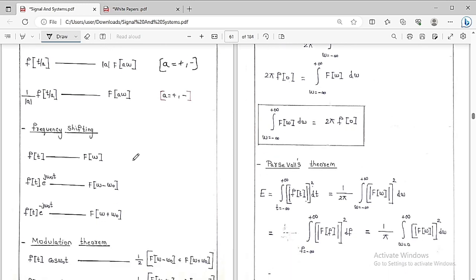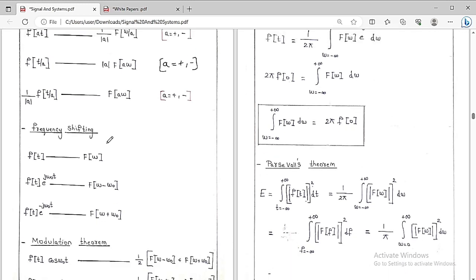So now let's go for the frequency shifting. Frequency shifting means in the frequency domain we are doing the shifting. Then what is going to happen in the time domain, that we are going to see. So f of t has a Fourier transform F of omega. Suppose we are delaying the signal in the frequency domain, F of omega minus omega naught. Then what is the thing in the time domain? It is f of t into e to the power of j omega naught t. Suppose we are advancing the signal in the frequency domain, then the expression in the time domain is f of t into e to the power of minus j omega naught t. So these things you always have to keep in your mind.